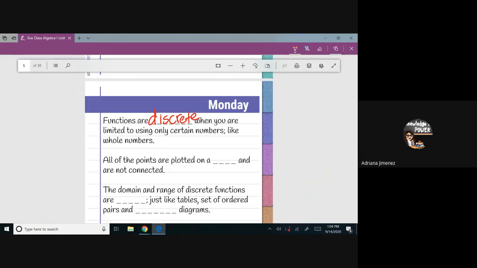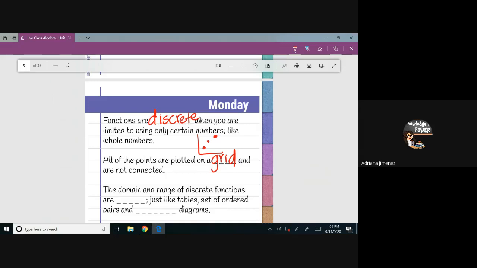All right, all the points are plotted on a grid. That's just the coordinate plane, and the dots are not connected. So when you see the picture, because sometimes the questions might tell you the problem and then they give you the picture, if you see a picture that is nothing but dots, then you know that's discrete. I can't connect it. I can't figure out what the answer is going to be if I had a fraction of something. It only can be whole numbers.